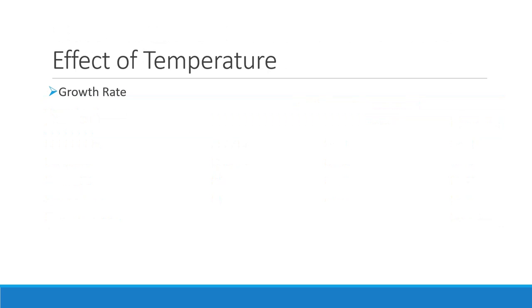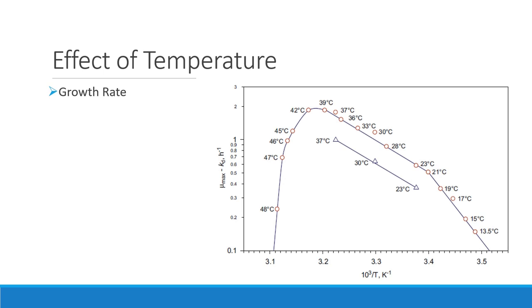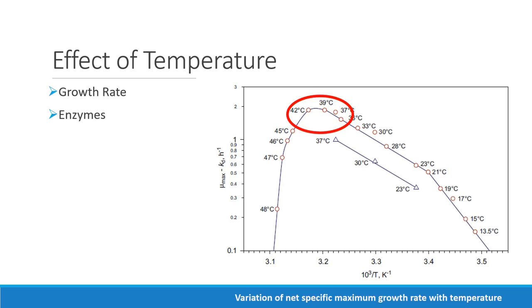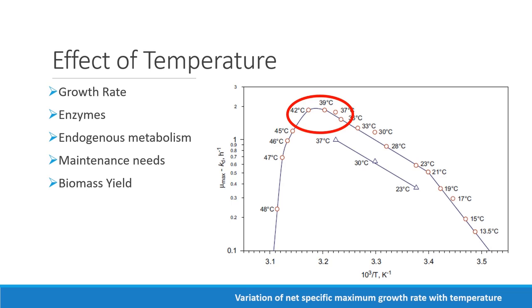Temperature is an important factor affecting the performance of cells. As the temperature is increased towards the optimal growth temperature, the growth rate approximately doubles for every 10 degrees Celsius increase in temperature. Above the optimal temperature range, the growth rate decreases and thermal death may occur. The growth rate decrease is due in part to enzymes becoming less active at high temperatures. The endogenous metabolism or maintenance needs also increase as temperature is increased beyond the optimum range, which ultimately leads to a decrease in apparent biomass yield.